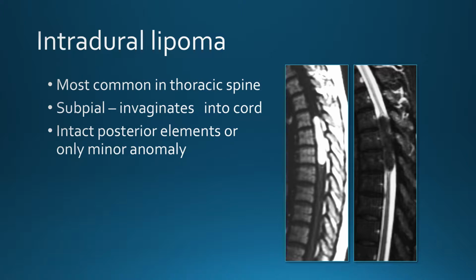Intradural lipoma is most frequent in the thoracic spine. So this is a subpial lipoma. It invaginates into the cord. In these cases, the bony elements are intact. Here's a T1 showing the high signal intensity lipoma. This is a fat suppressed T2 showing it dark signal.